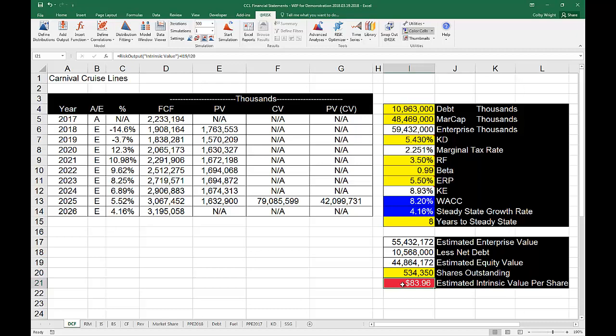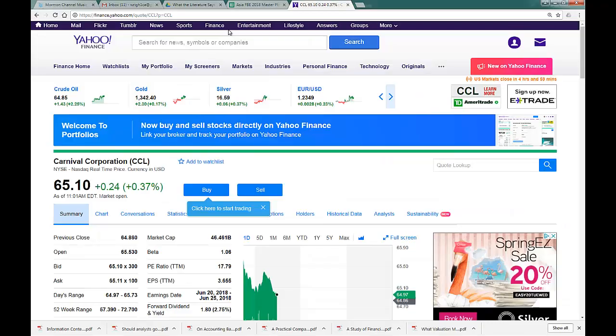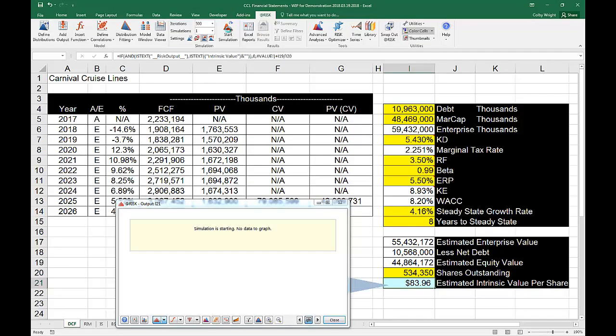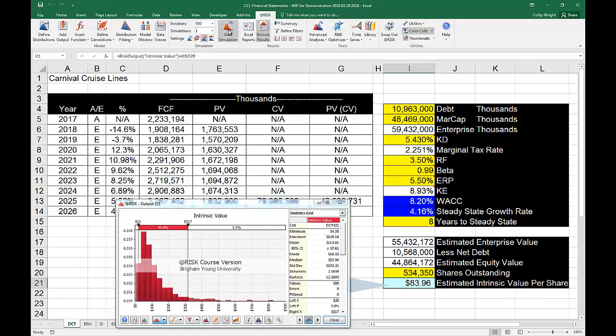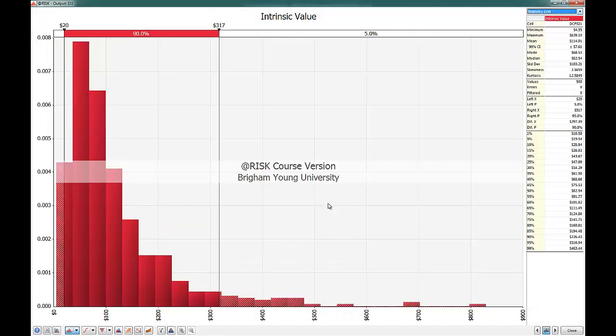So I'm going to place my cursor right here on my output. I'm going to click the Start Simulation. It's going to take it just a second to crank on that. We're going to pull it up. Okay, and then it's nice. It's already got our 90% confidence interval. So our 90% confidence interval is from $20 up to $317. That's not that useful, actually, because that spans all the way from a strong sell to a strong buy.